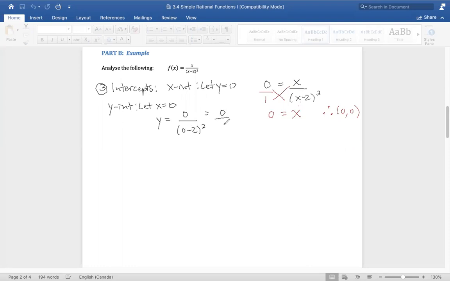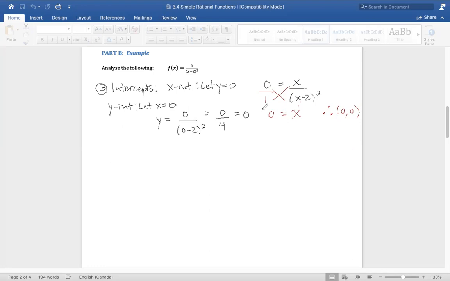Negative 2 squared is 4. So 0 divided by 4 still gives me 0. Be careful, that one's not an error, right? If you think you might make a mistake, just make sure you're plugging it into the calculator then. If 0 is at the denominator, it does not exist, so you get an error. But if 0 is on top, 0 divided by anything is actually 0.